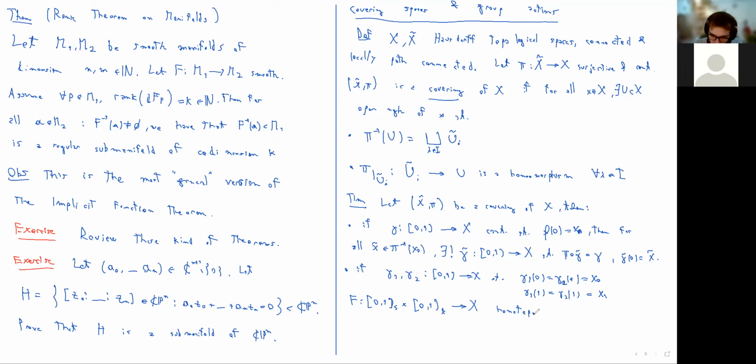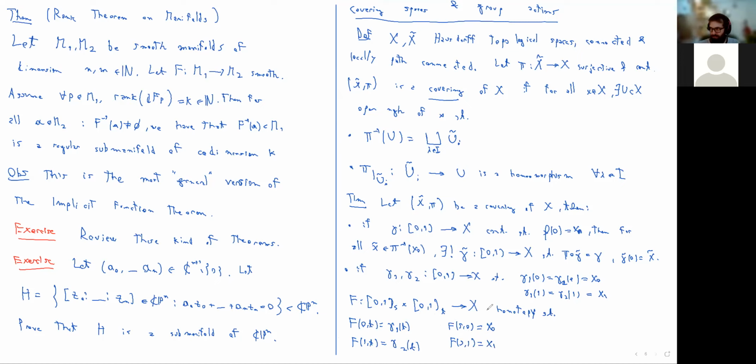Homotopy, such that F of (0,t) is gamma 1 of t. F of (1,t) is gamma 2 of t. And F of (s,0) is always x0, and F of (s,1) is x1.